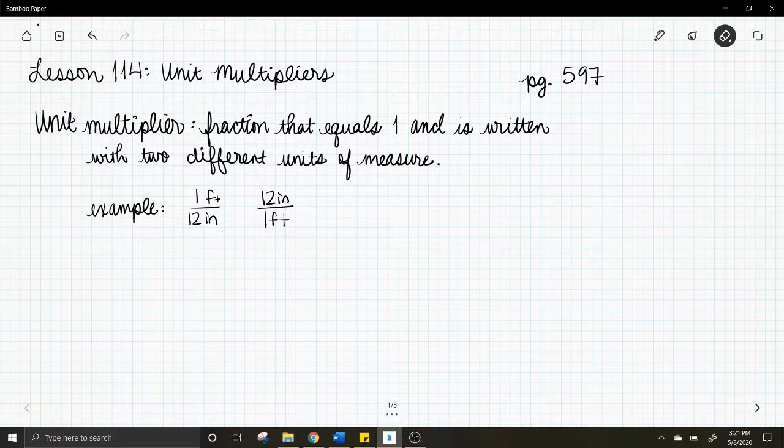So a unit multiplier, as you see written across the screen, is a fraction that equals 1 and is written with two different units of measure. So I have these examples here. A unit multiplier would be 1 foot over 12 inches. It works out because we know that 1 foot and 12 inches are the same measure.